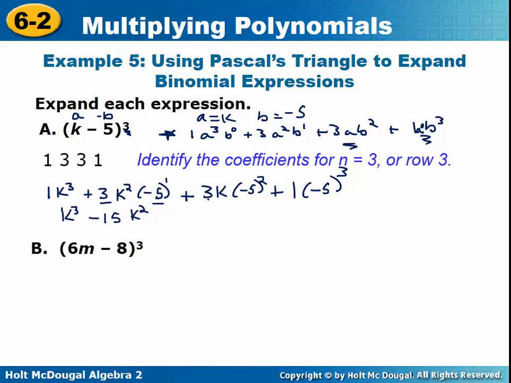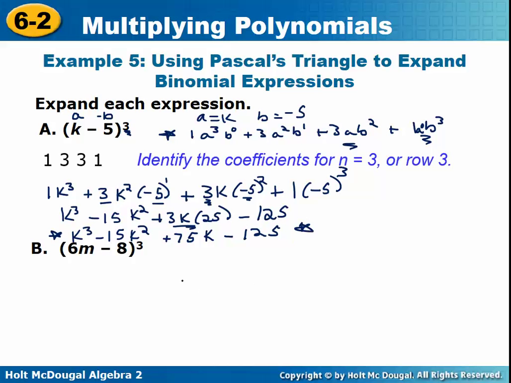And then our next one, we have 3 times, first we have to multiply negative 5 squared. We have to square that. That would be 25. And then in the last one, I need to take negative 5 cubed. That's 125. I still have to finish simplifying the middle, or that third term there. So I'd have k cubed minus 15k squared plus 75k minus 125. And that is my final answer using the binomial expansion.